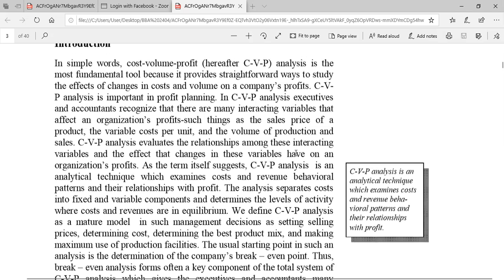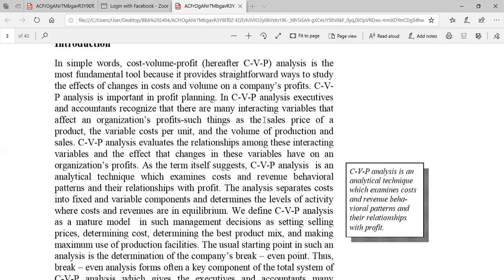CVP analysis is an analytical technique which examines the cost and revenue behavioral pattern and their relationship with profit. So, cost volume profit analysis is one of the most fundamental tools because it provides a straightforward way to study the effect of the change in cost and volume on the company's profit. CVP analysis is important in profit planning.